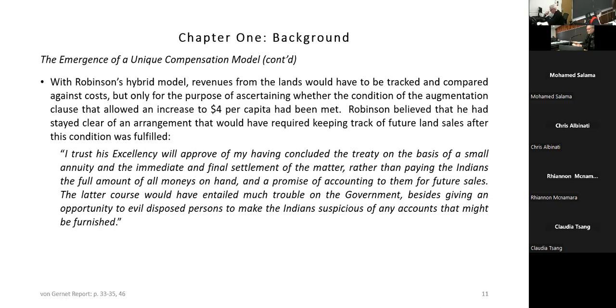Sorry, you mentioned land fund. He saw it as a land fund. Did you say that? No, he saw this as an annuity fund system as opposed to a land fund. I see. And that is precisely what happened. At no time was anything under the Robinson treaties ever paid under a land fund. It was always under an annuity fund.